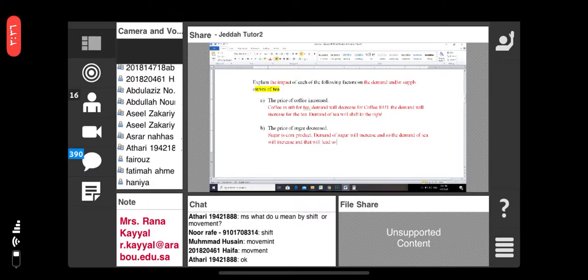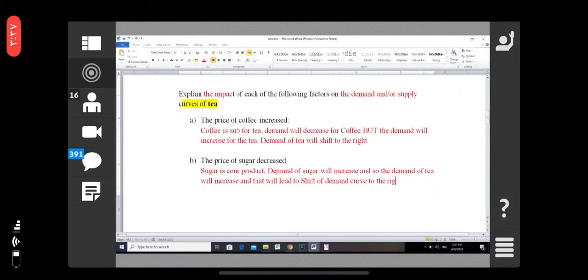أي فاكتور غير سعر المنتج يعني سعر لو قال لك change in price of tea حقول موفمنت، أي شيء ثاني تغير حنقول شيفت. اوكي؟ So this one price of the sugar change مش price of the tea، price of the sugar that changed. So that lead demand of sugar will increase and so demand for tea will increase and that will lead to shift of demand curve to the right.